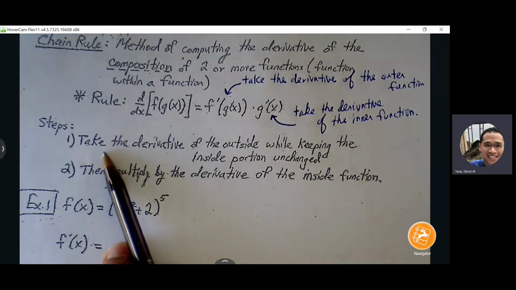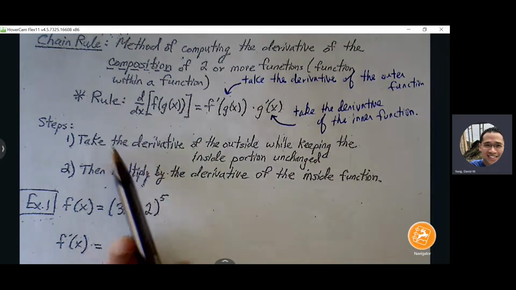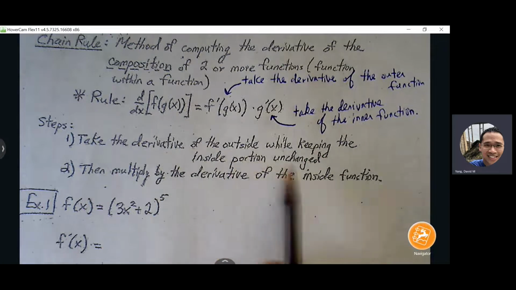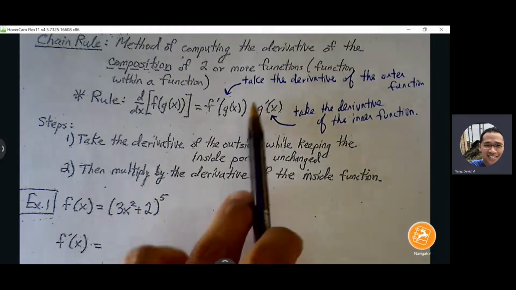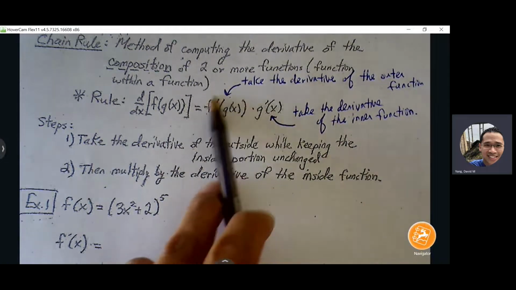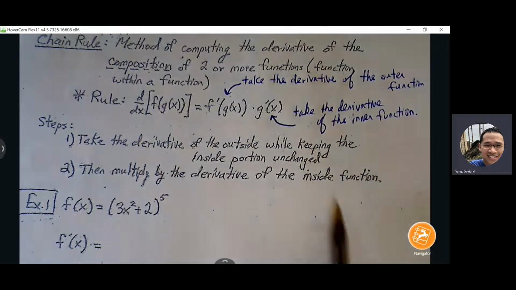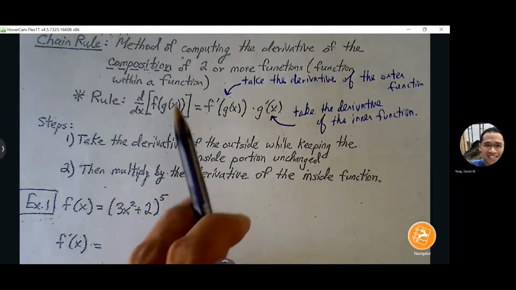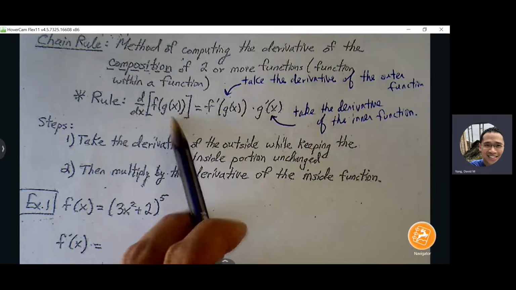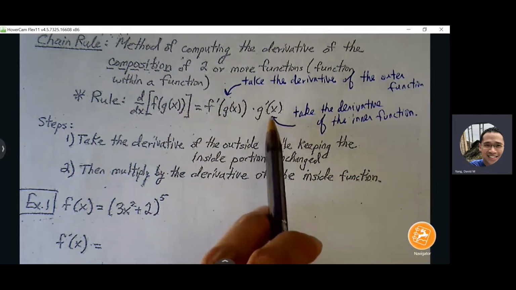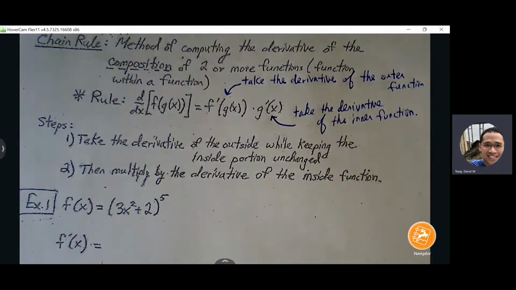Okay, so just to recap the steps, take the derivative of the outside function while keeping the inside portion unchanged. So that's what this is doing. Then multiply by the derivative of the inside term, which the original inside term is this g of x. So now we can let it take its derivative, and it's going to be in a separate space than the f prime of g of x.